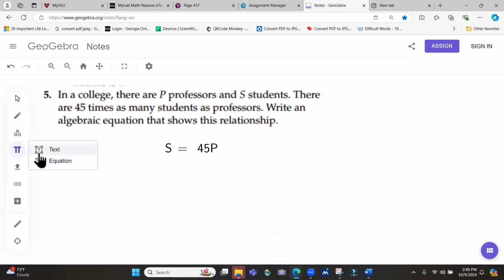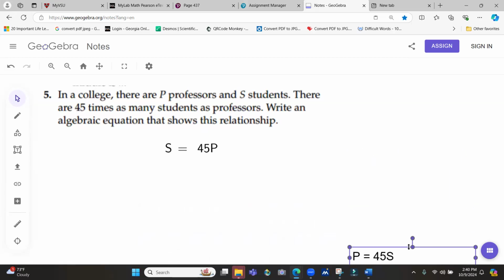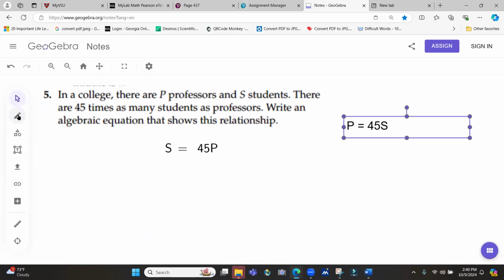Don't do this. It's a common mistake people make. They read the same sentence and they write this, and that's incorrect. That's not going to get you any points. This is wrong. This is right.